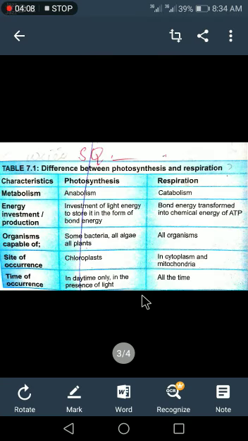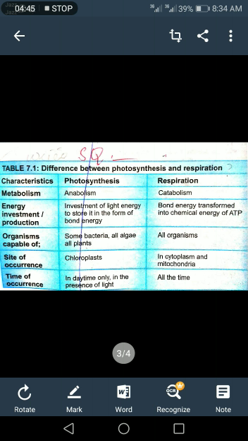Now, what is the difference between photosynthesis and respiration? When we compare photosynthesis and respiration, photosynthesis is an anabolic process because larger molecules are formed in this process, and respiration is catabolism because it is a breakdown, and small molecules are formed from the large molecule. So photosynthesis is anabolism and respiration is catabolism.